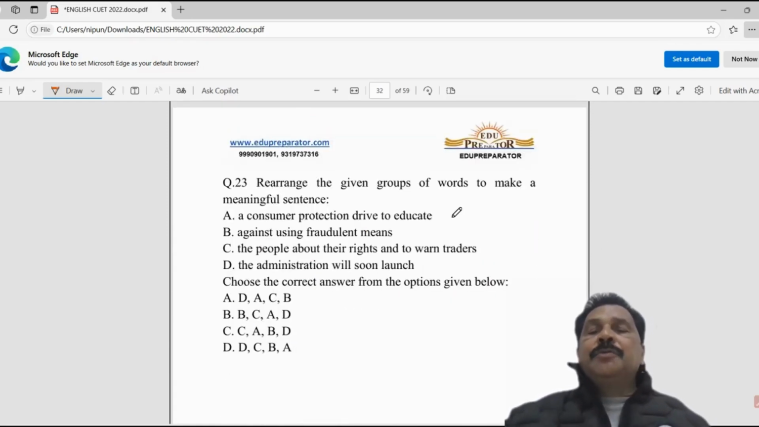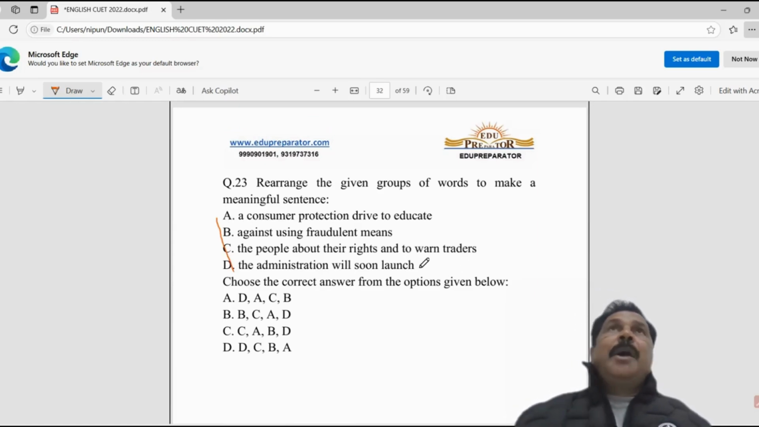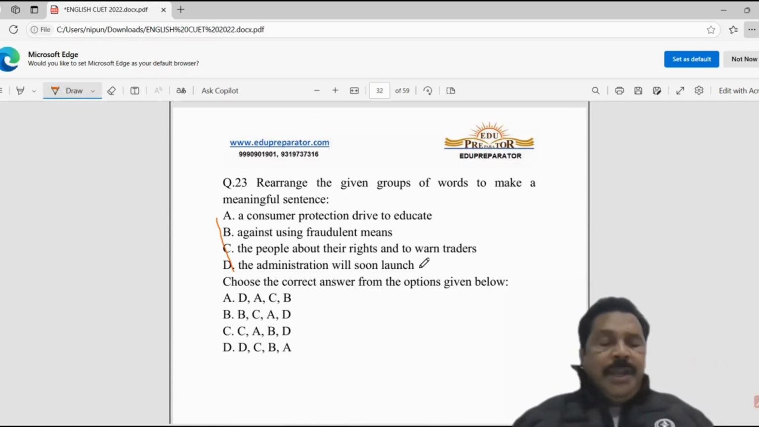Rearrange the given groups of words to make a meaningful sentence. What we have to do is, here we are given four sentences, a part of a sentence. We have to read and understand the gradation, the order.